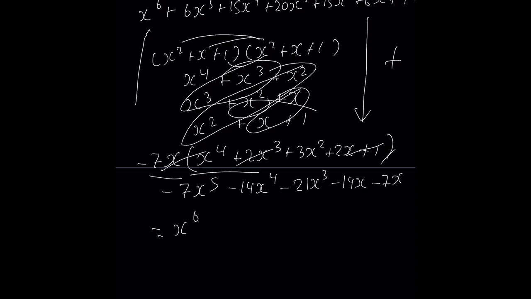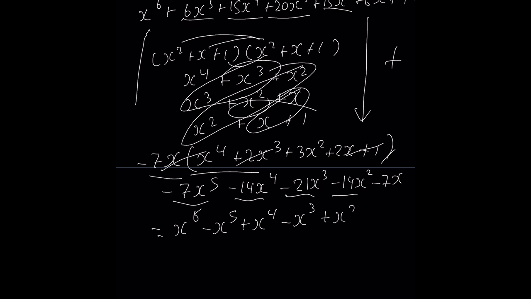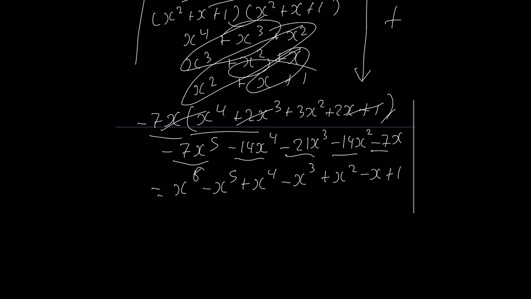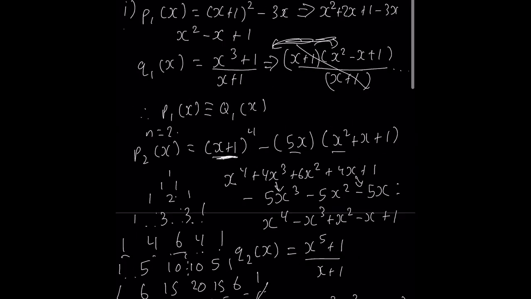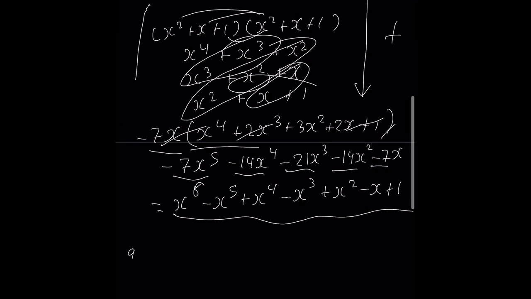x to the 6, and then we have 6x to the 5 minus 7x to the 5, so that's minus x to the 5. 15x to the 4 minus 14x to the 4 is plus x to the 4. 20x cubed minus 21x cubed is minus x cubed. 15x squared minus 14x squared is plus x squared. 6x minus 7x is minus x. And then plus 1 plus nothing, just plus 1. So that's our final expression for P3 of x.